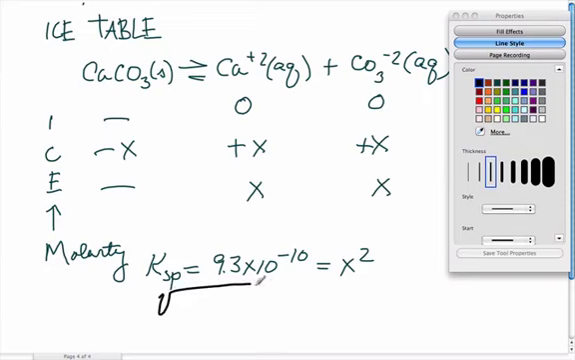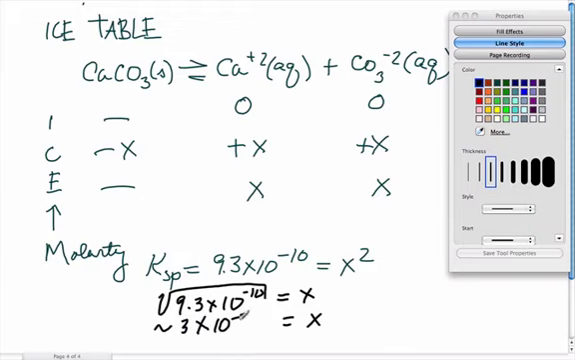Okay, so that is equal to the KSP. So calcium ion concentration times carbonate, which is x times x, or x squared, equals the KSP. And so if I take the square root of the KSP, I will know what x is, which is the concentration of both the ions in solution. They are both the same. It's approximately 3 times 10 to the negative 5th molar.